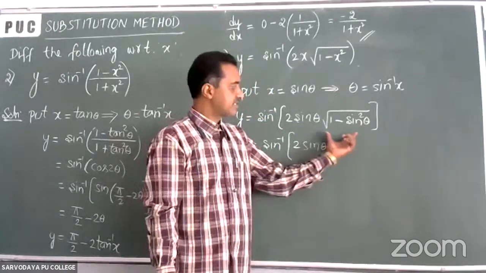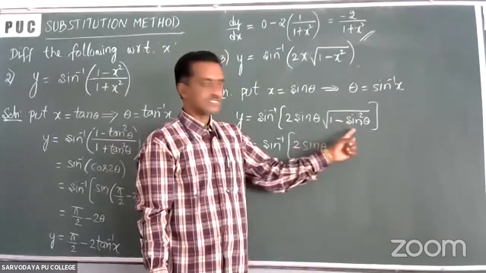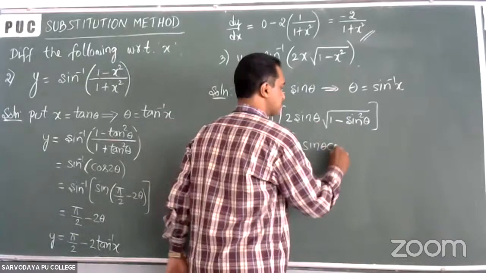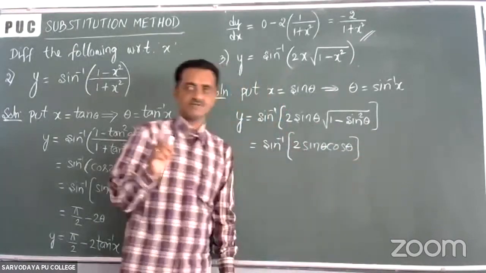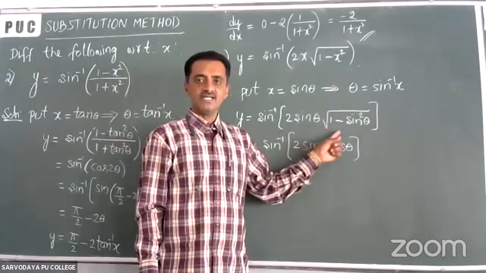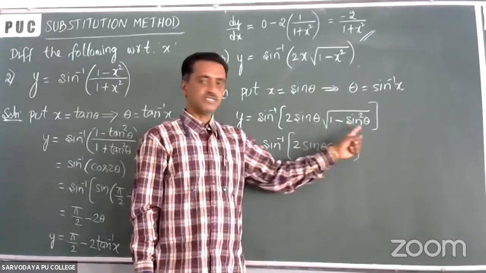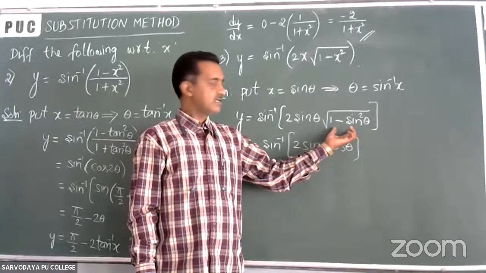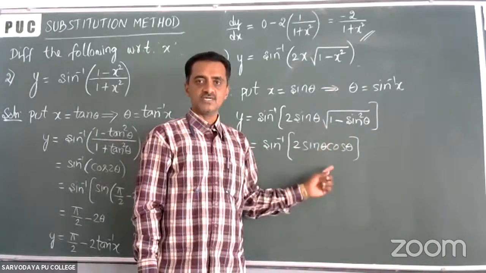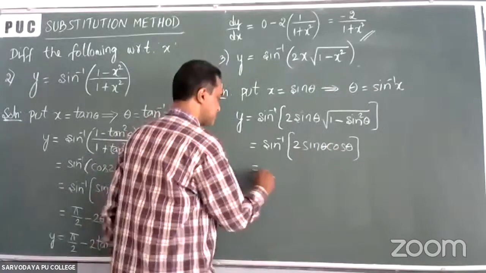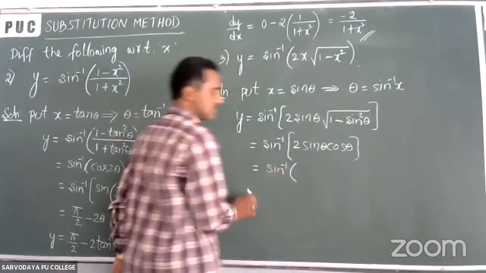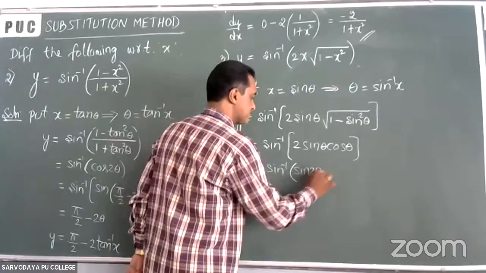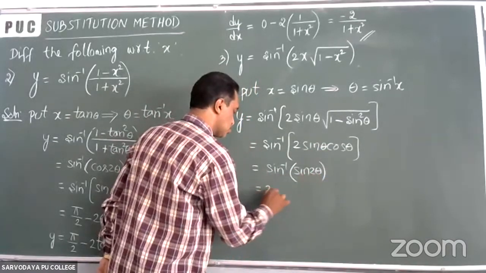Look, I am writing this directly. Here 1 minus sin square theta is cos square theta. Cos square theta, taken out of the square root, becomes cos theta. Once again I am repeating, root of 1 minus sin square theta: from the first trigonometric identity, 1 minus sin square theta becomes cos square theta. Fine. So this is equal to sin inverse of, this is a good formula, 2 sin theta cos theta, which is sin 2 theta. Sin inverse of sin 2 theta is 2 theta.